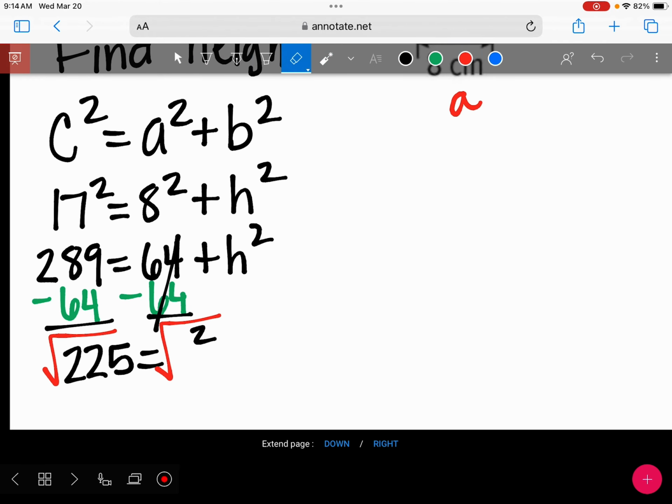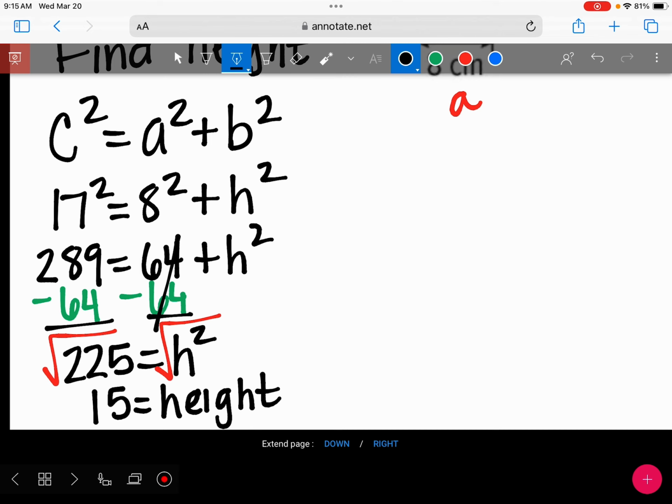So let me put an h there instead of a b. So what's the square root of 225? What you get, King? 15. Anybody else get 15? So 15 is the height. Now that you know the height, you can find the area.